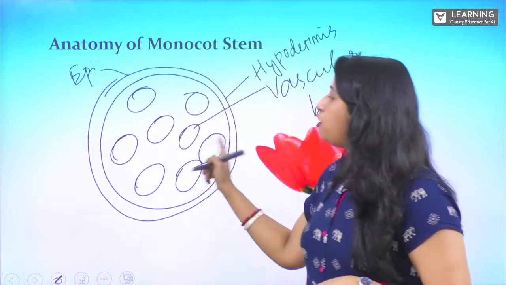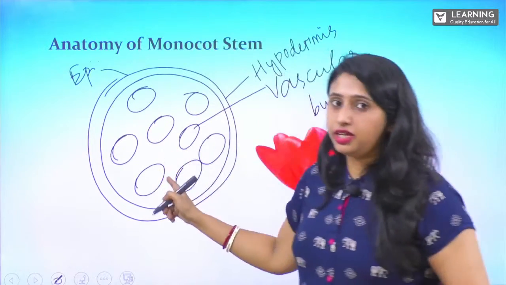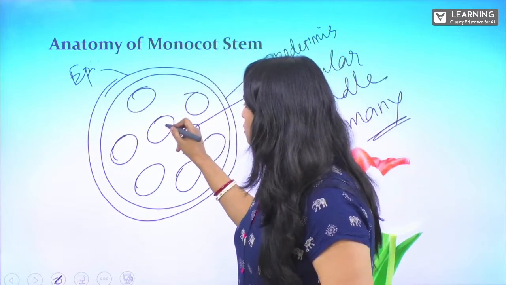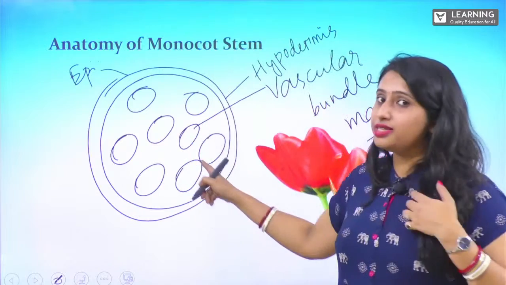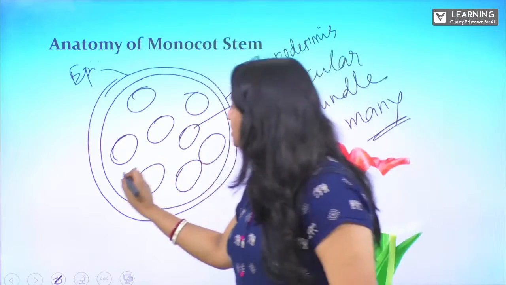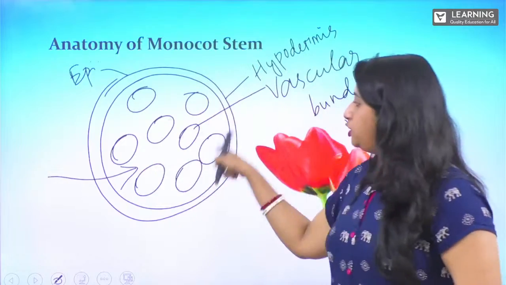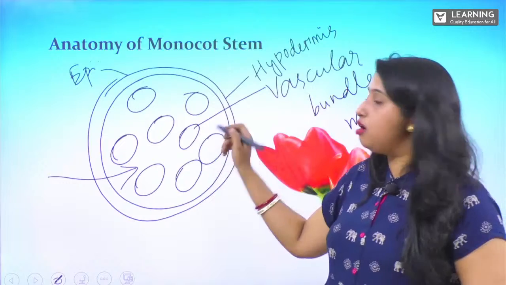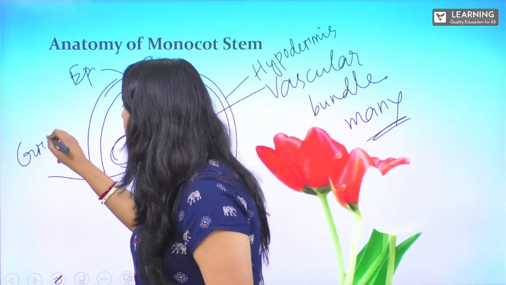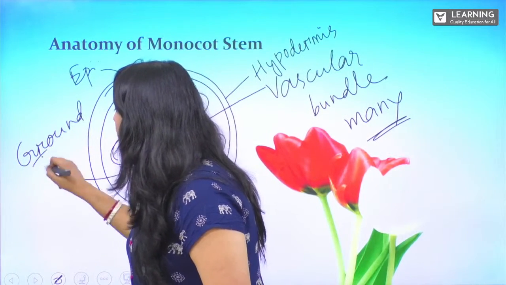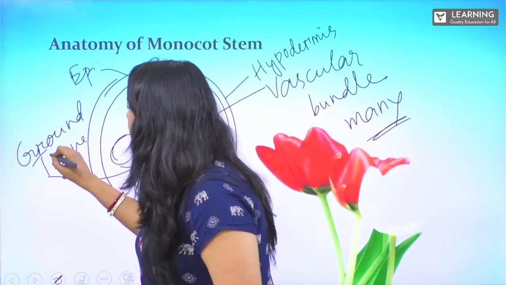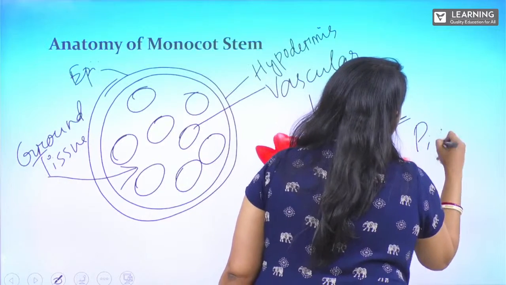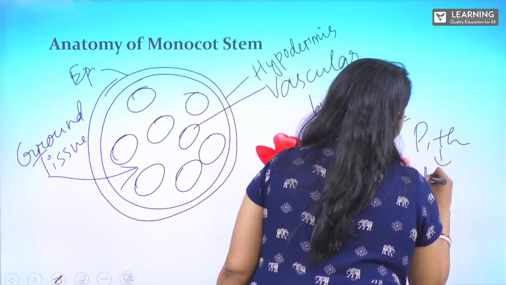So here you will not find the pith. Can you find the pith here? Pith is present? No. All these vascular bundles will be present. So these are your vascular bundles. That is your xylem and phloem. And this is your ground tissue, that means your parenchyma, sclerenchyma and parenchyma. All these are filled with your ground tissue. Here we are not finding the pith. So what you can write? Pith is absent.